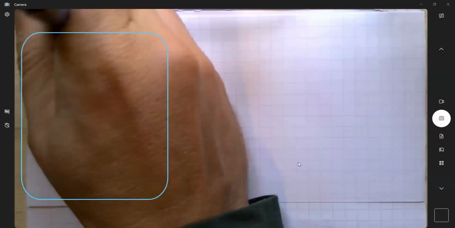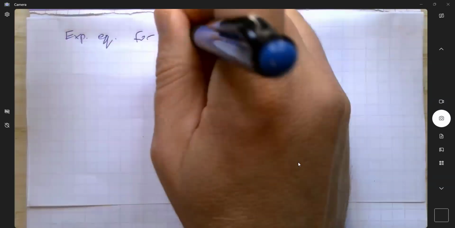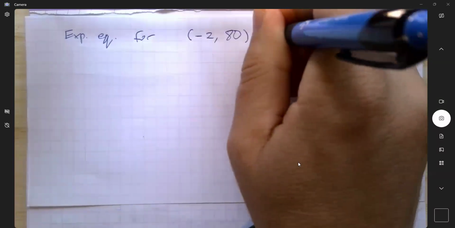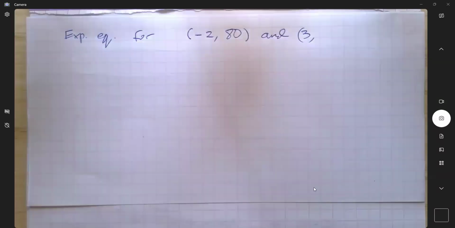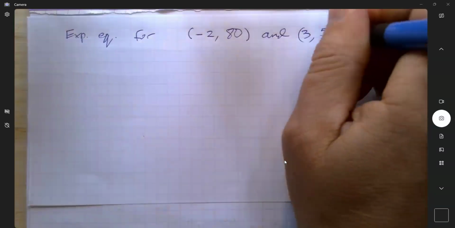Yeah, let's do another example. Let's build an exponential equation that goes through the points (-2, 80) and (3, 5/2).